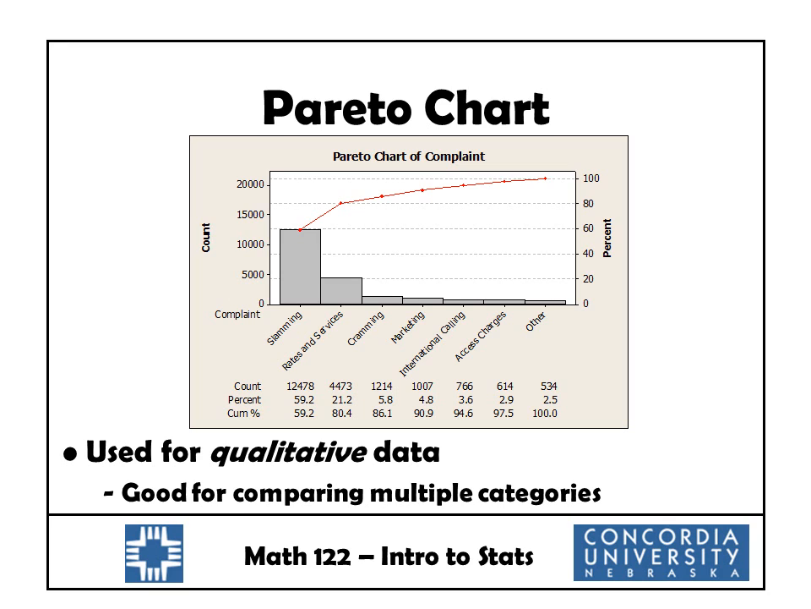One important point here is that a Pareto chart is again used for qualitative data like a pie chart. And a Pareto chart is good for comparing multiple categories. If I've got 7 categories or more like we have in this case, a Pareto chart is going to be a much better option than a pie chart.